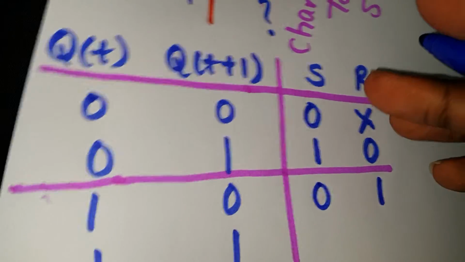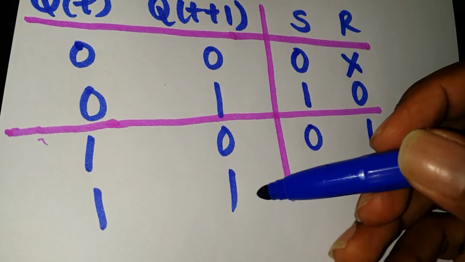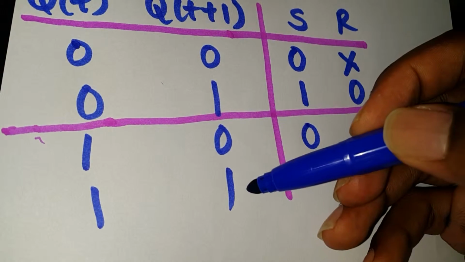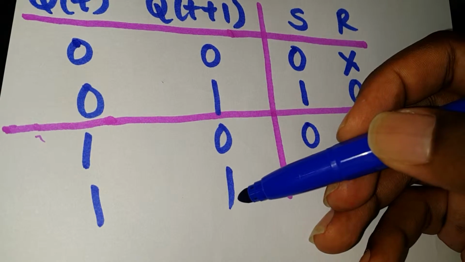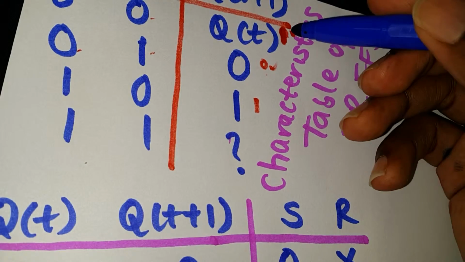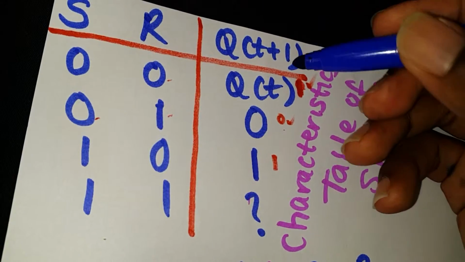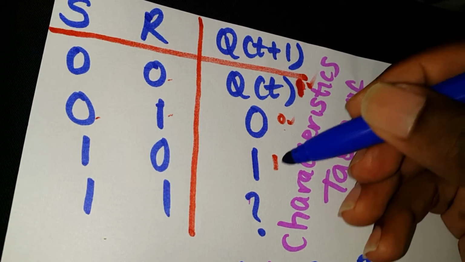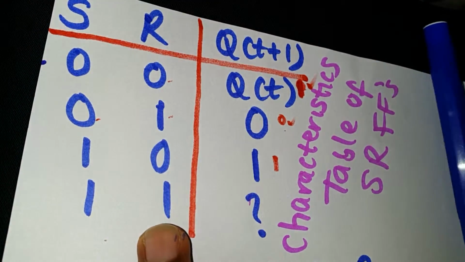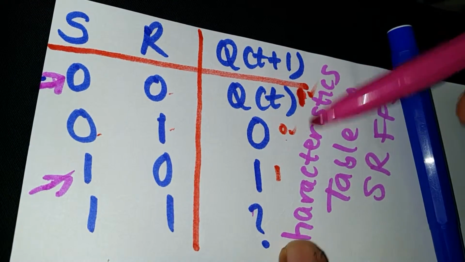Then lastly, we have Q of t plus 1 here. It is 1 here. Q of t plus 1, which is the next thing, is 1 here. So let's look at our characteristics table again. Where is it? 1. So Q of t plus 1 is 1 here. It's also 1 here. So let's look at it. It is 1 here. It is 1 here. And it's also 1 here. As you can see, 1 1.